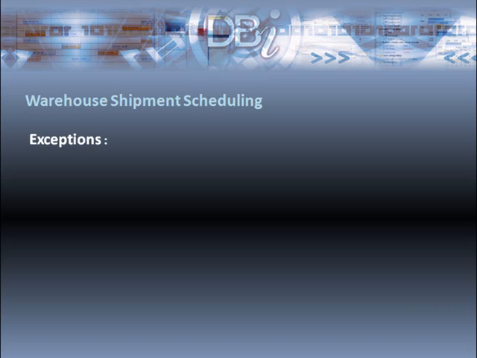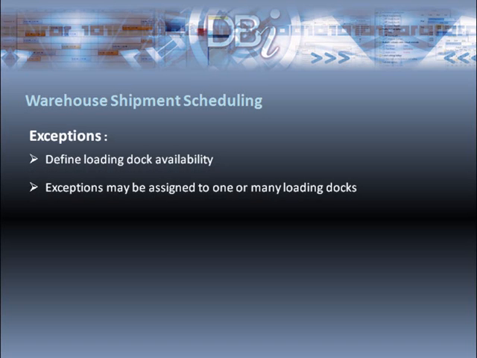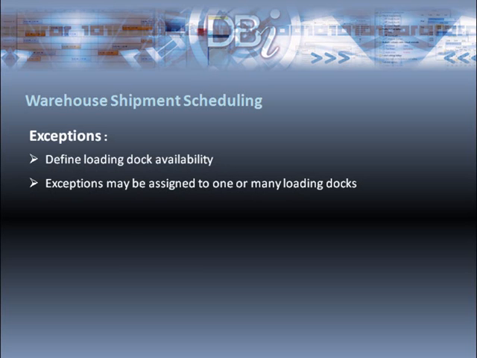Exceptions are used to define loading dock availability. An exception may be assigned to one or many loading docks accommodating cross-docking and similar activities. Exceptions are also effective for scheduling a single event or recurring events for one or more warehouse resources.